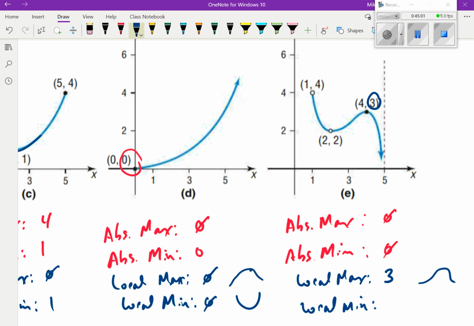And do I have anywhere I'm going down and then turn back up for a local min? I do over here. However, that again is an open dot, so that means I cannot count that. So it's not officially part of the graph.